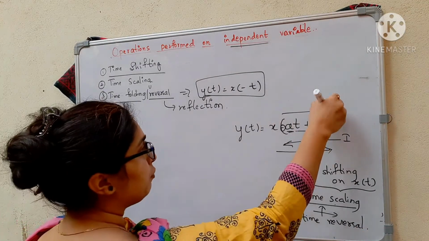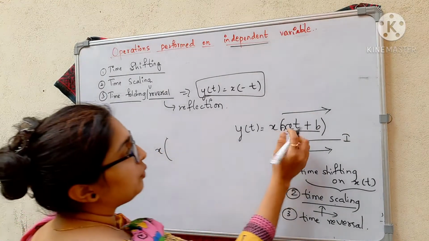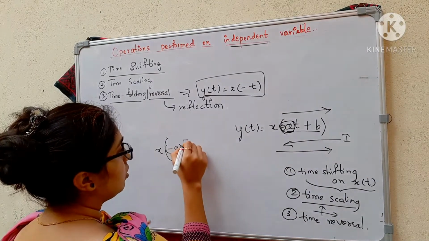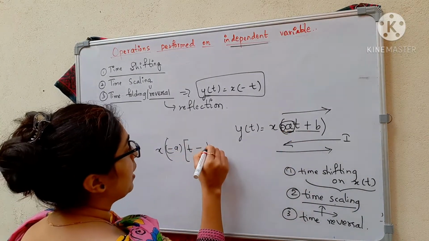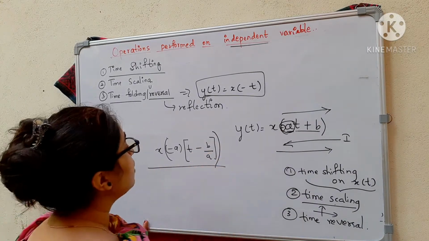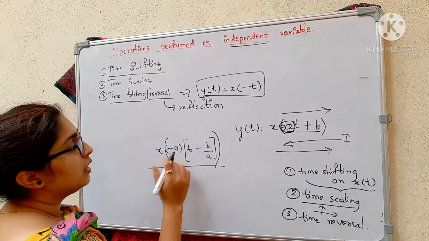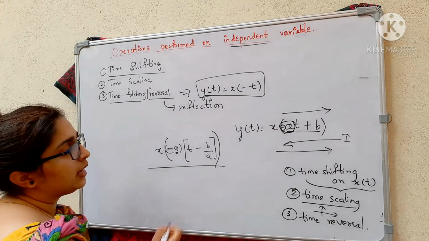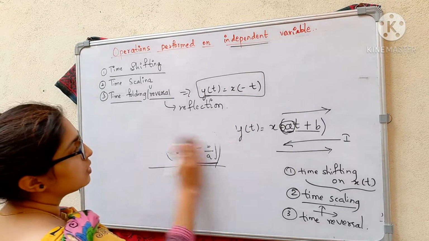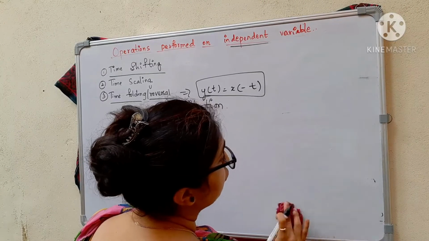So if you are coming from left to right, in that case what happens? You have to take the coefficient of t common, then minus b by a. Then first you have to perform the reversal, then you have to perform the time scaling, and then you will be performing your time shifting. So that will be the second method. I will give you an example for this.